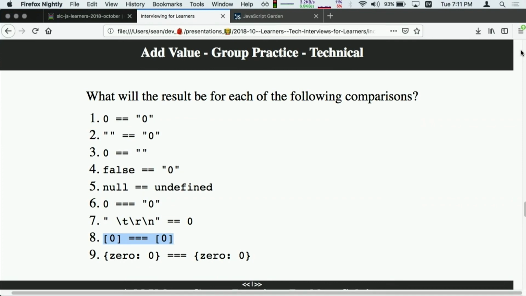So number 4 was the one that we were trying to figure out. Okay. Yes. So it says, in the ECMAinternational.org docs, for x equals y: if x is a Boolean, return the result of the comparison to number x equals y. So it's converting false to a 0 first, and yes, it is comparing the number 0 to the string 0, which we already know. Yeah. Excellent. Thank you. Yeah, absolutely.